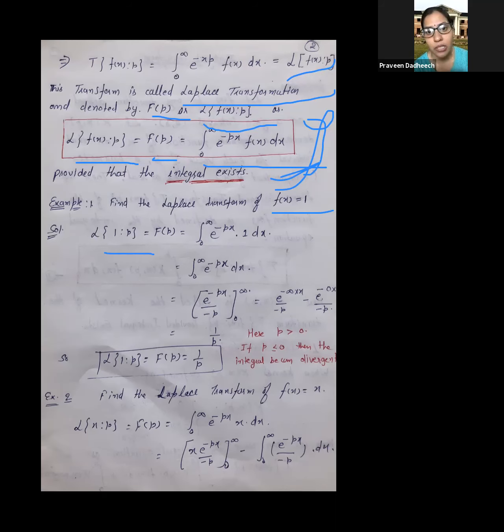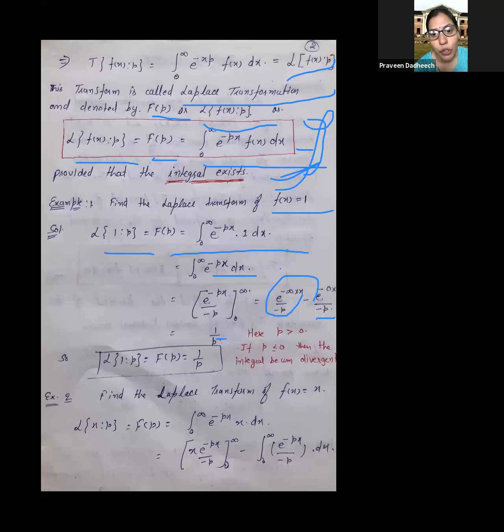Now here our function f(x) equals 1. Putting f(x) equals 1 in this formula, we get the integral from 0 to infinity of e to the power minus px times 1 dx. Now integrating this: what is the integration of e to the power minus ax? It is e to the power minus ax over minus a. Similarly, e to the power minus px over minus p, from 0 to infinity. Applying the values of infinity and 0, we get minus of e to the power minus p times infinity, minus e to the power minus p times 0, over minus p. The first value is 0 and the second becomes 1, so this becomes 1 upon p.